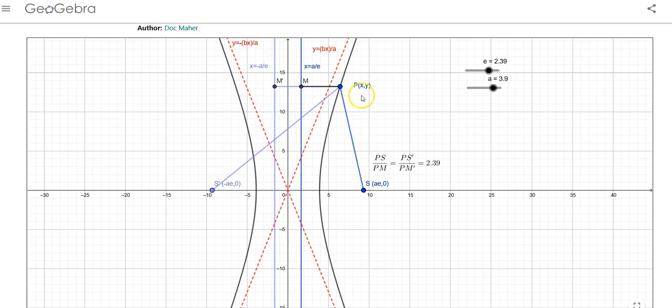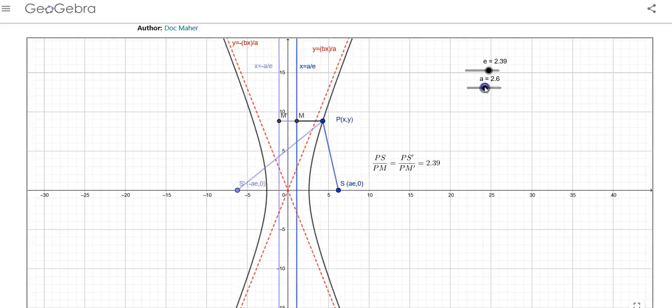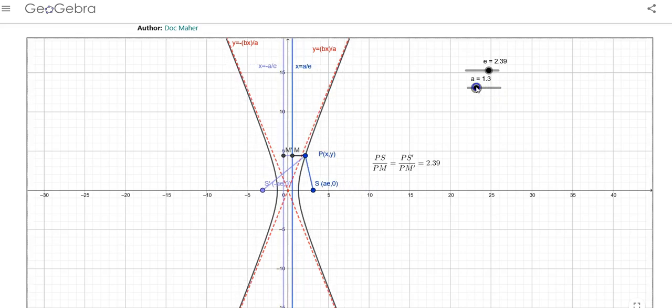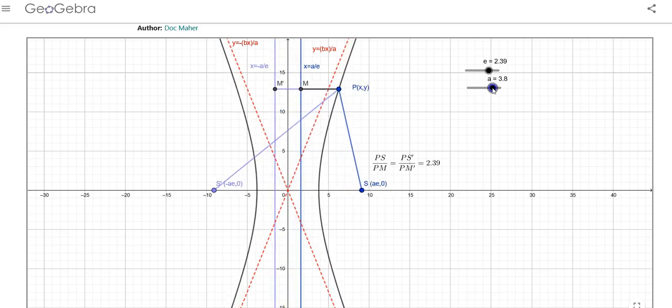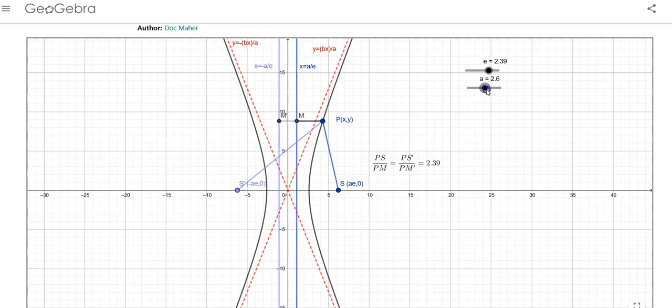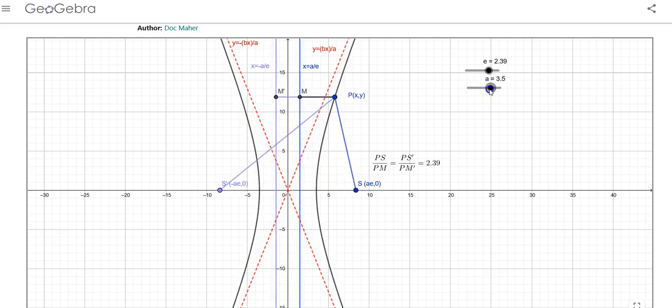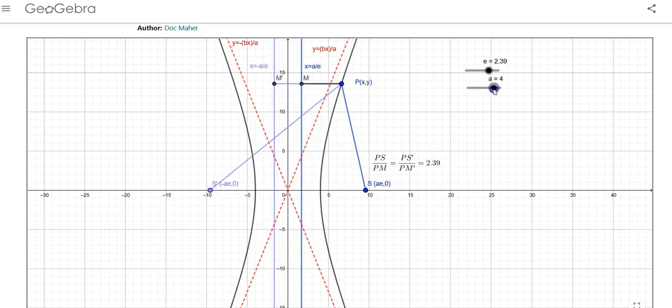So here we have our hyperbola. Remember, it's x squared on a squared minus y squared on b squared equals 1. So I've got the value of a set to 3.9. The value of b will be determined by the eccentricity that I've set for this particular hyperbola. So as I vary the value of a, what happens? You can see that it just changes the curvature, if you like, of the hyperbola.